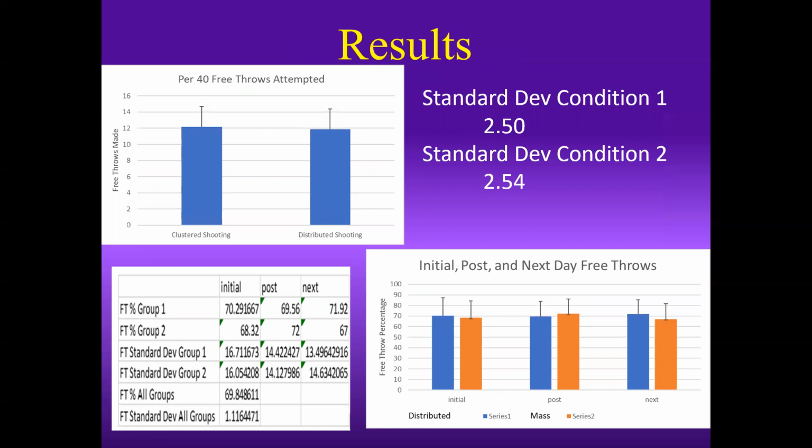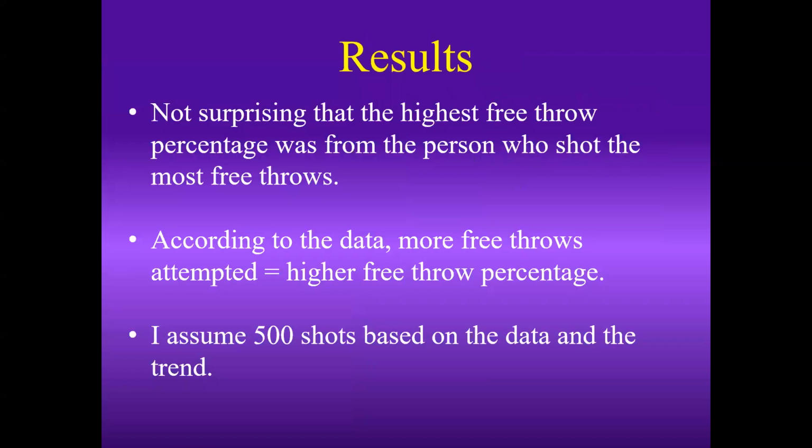So, more results. Here you can see the standard deviations between condition 1, which is the clustered shooting, and condition 2, which is the distributed shooting. So the 2 shots, whereas clustered is the 10 shots. Then we get to see the standard deviations and comparisons of all the groups and all the tests: the initial test, the post practice test, and the next day test.